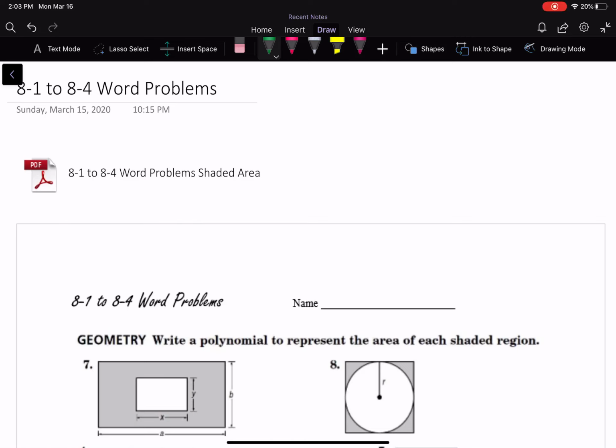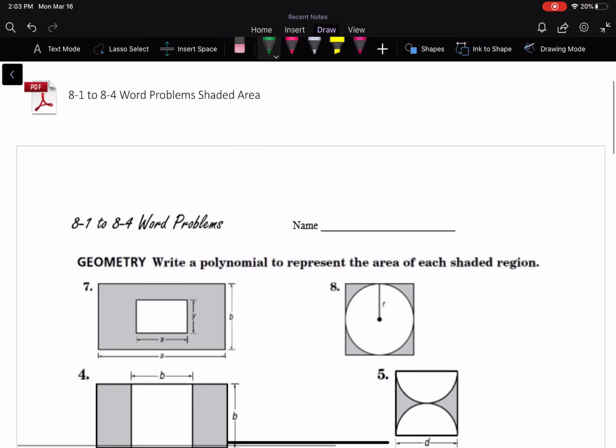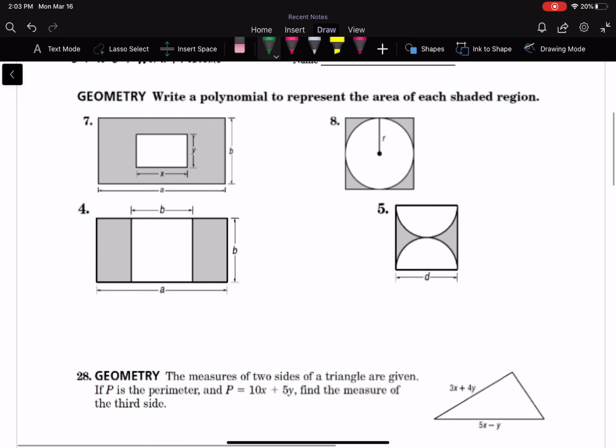Hi guys, today you have a worksheet for homework and you must try to do this to the best of your abilities. If you are not able to print it out, just draw the diagrams and try to do the work and keep it neat. So I'm going to show you a few of these and the rest you have to try to do on your own. Alright, so here's the first one.